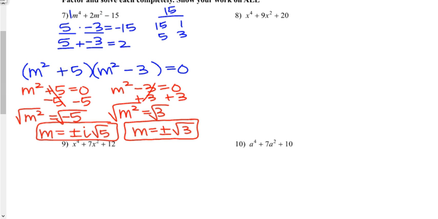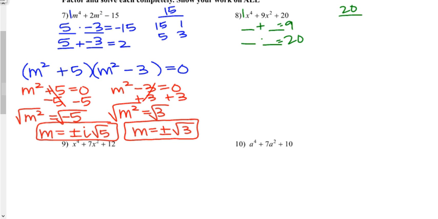Let's look at number 8. X to the 4th plus 9x squared plus 20. Same process here. We're going to just use the a is 1 method. So let's see. What plus what is going to give me 9, and what plus what is going to give me 20? I did it in the wrong order, but whatever.